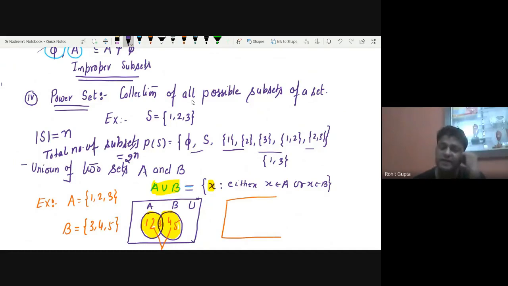So if the set S has 1, 2, 3 as elements, then the cardinality of S is 3, and the total number of subsets is 2 to the power 3, which equals 8. So the power set of S will contain the 8 subsets. Phi and the set itself are the improper subsets.